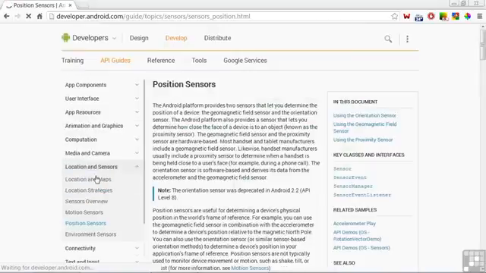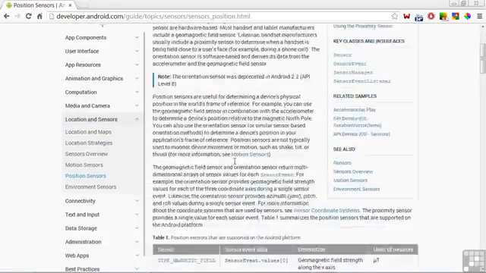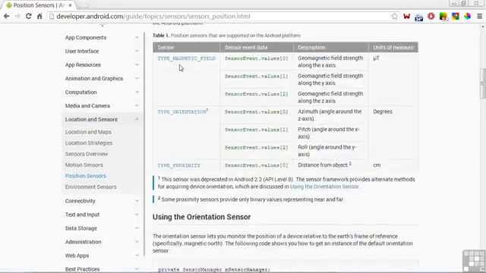The position sensors include magnetic field, which senses geomagnetic field strength along the three axes, and orientation, which senses positioning relative to the three axes. And then this was deprecated in Android 2.2. New implementations use the device's magnetic field and accelerometer sensors in combination to provide orientation data. And finally, proximity senses distance from an object.